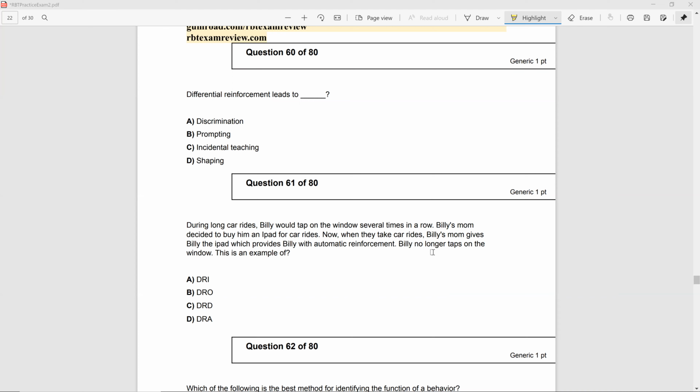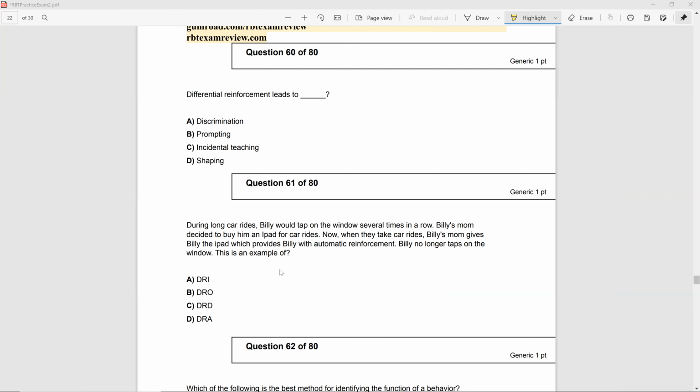However, what are we doing here? Billy is receiving reinforcement when he's on the iPad and not tapping on the window. So we are reinforcing in the presence of a behavior. The iPad is providing Billy with automatic reinforcement for being on the iPad. So it can't be DRO, because we're not reinforcing in the absence of a behavior. We are reinforcing in the presence. So DRO is out. DRD is diminishing rates of behavior, but it does not apply to the situation, and you don't necessarily need to know that for your RBT exam. So that leaves us with DRI and DRA.